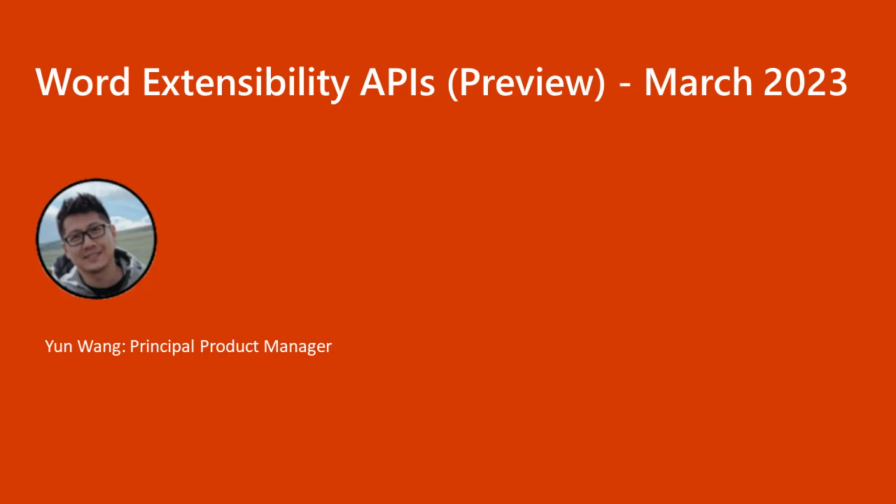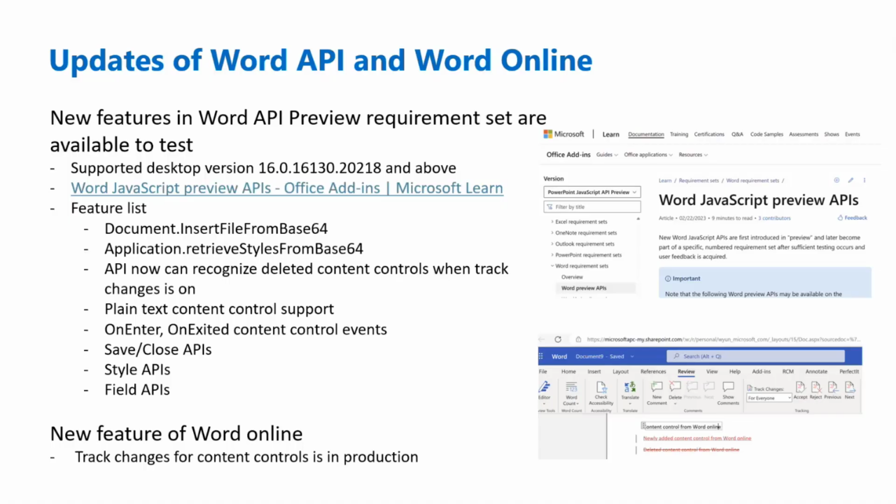Thank you, Preethika. Hello, everyone. I'll give an update for Word extensibility. In the last community call, we said that we will have some new APIs in a preview requirement set. And today, I'm very happy to tell you that if you go to our Word JavaScript preview API webpage, you'll see those APIs available there. From today, you can start to test these APIs for your requirements. We will have these APIs supported with the version listed here, so with this version and above, you can leverage these APIs.